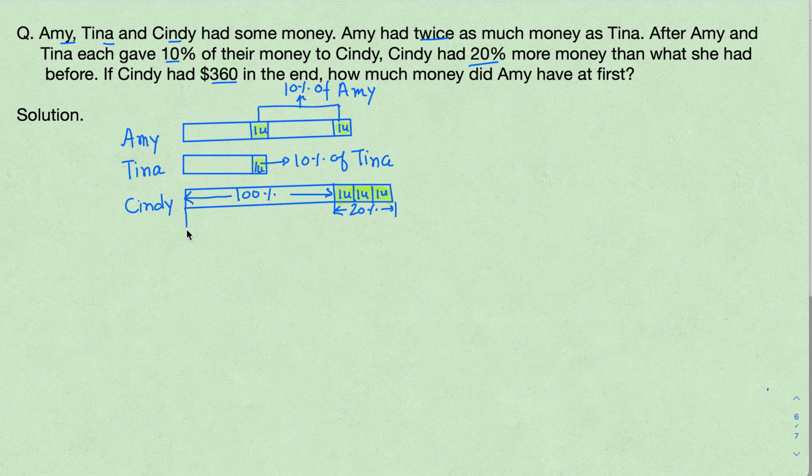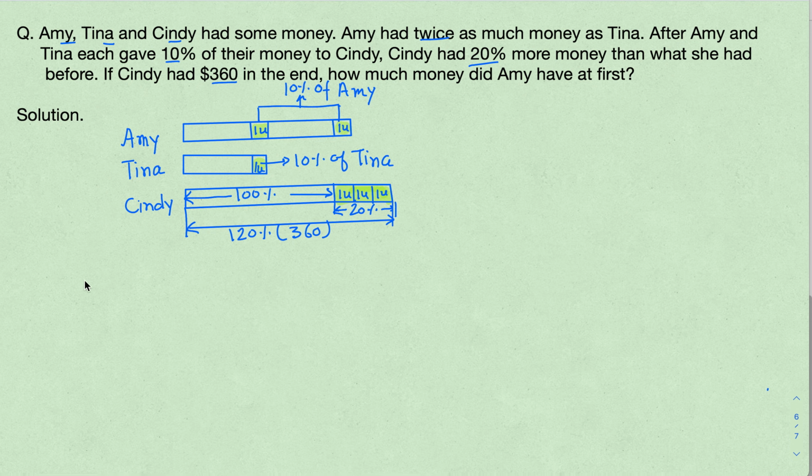So in total, because of the money she has received, she has now become how much? She has become 120%, right? Because her money is increased by 20%, and this is equal to $360. This whole thing is $360. Now we have quite a lot of things with us, right? What we know is that 120% of Cindy is $360, right? So we can start from here.